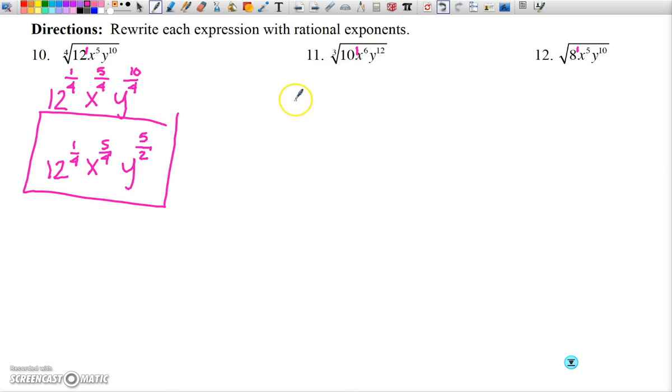So number 11, 10 gets raised to the 1/3. X gets raised to the 6/3, and y gets raised to the 12/3. But again, simplify every fraction that you possibly can, which makes it x squared, y to the 4th.